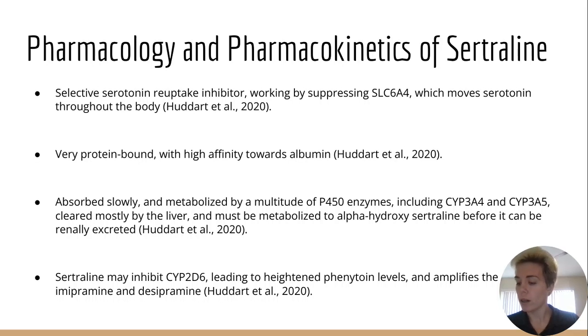According to Hudart and others in 2023, sertraline works by suppressing SLC6A4, which is a substance responsible for transporting serotonin inside the neural pathways and thus increasing the available amount of serotonin in the brain. An important consideration to remember with its metabolism is that sertraline inhibits CYP2D6, which can cause elevated levels of phenytoin and can augment the effects of imipramine and desipramine.